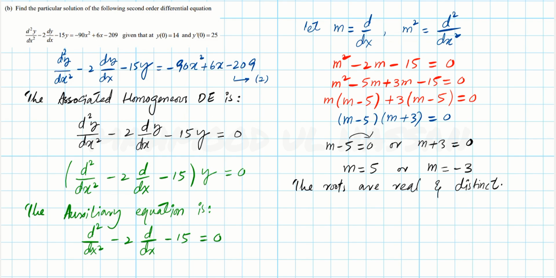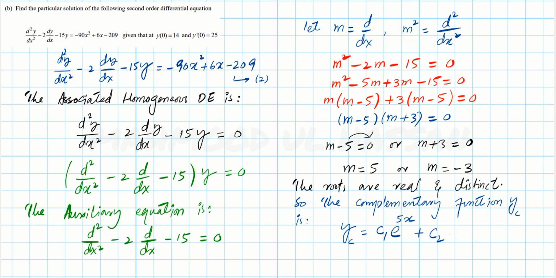So the complementary function y sub c is y sub c equals c1 e raised to the power of the first root, that is 5x, plus c2 e raised to the power of the second root times x, that is minus 3x. So this is basically our complementary function.